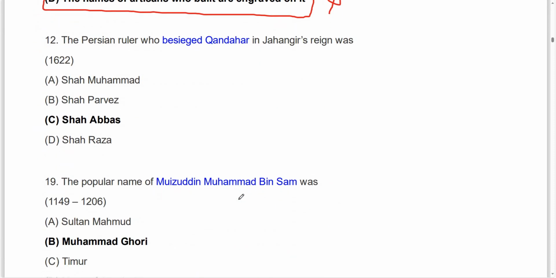Moving on to the next, the Persian ruler who besieged Kandahar in Jahangir's reign was Shah Abbas. This is the individual. Shah Abbas is the Persian ruler who besieged Kandahar in Jahangir's reign in the year 1622. Shah Abbas besieged Kandahar in Jahangir's reign in 1622.